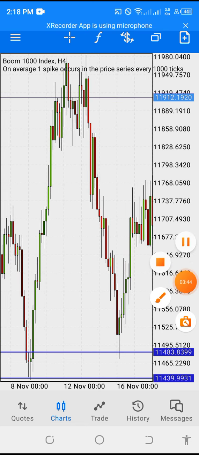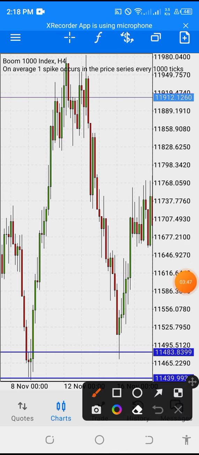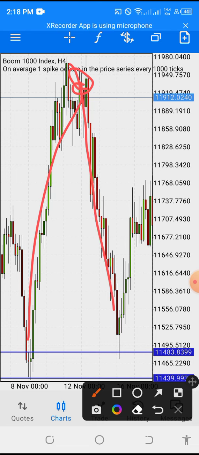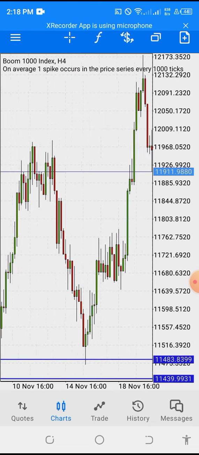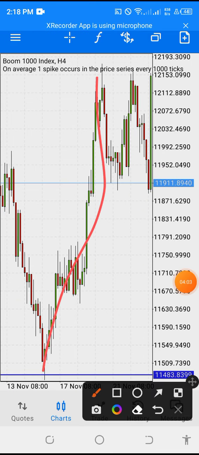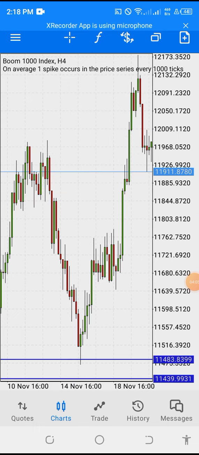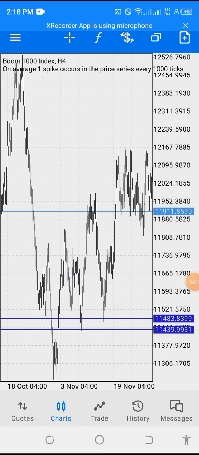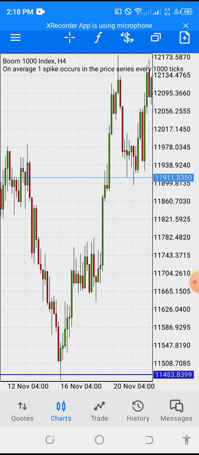As you can see, after price went up, it came back to that demand zone. Now what happened? It moved up again. Just look at it. Price moved up again. So what do you do? You don't just buy when you see price at the zone. Don't make that mistake, please.